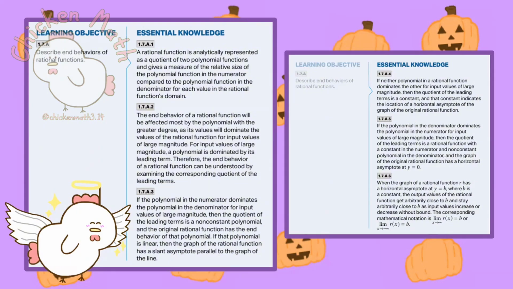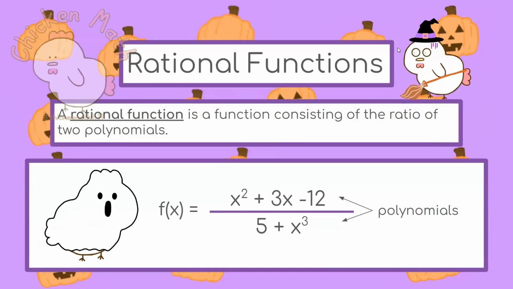behavior. All right, so first we're going to introduce the rational function, and it's basically the ratio of two polynomial functions. So f of x is a rational function, and you can see there's a polynomial over another polynomial. So that's what we mean when we say rational functions.